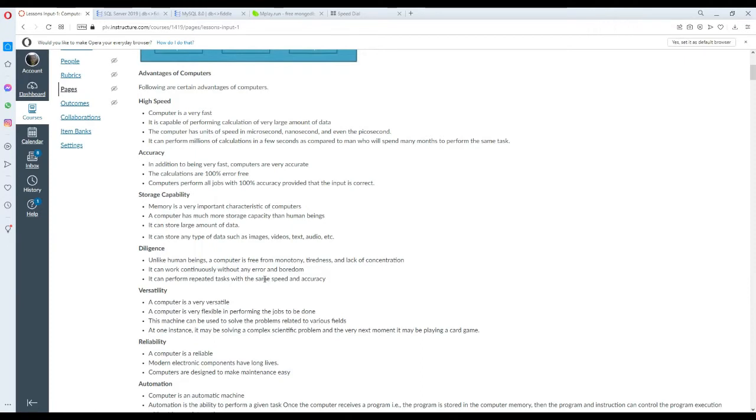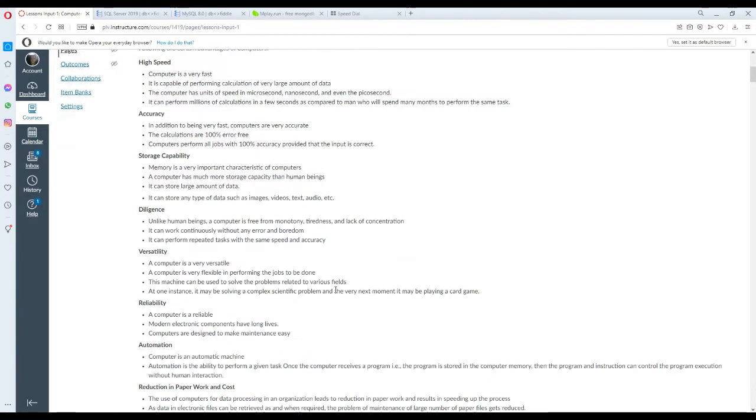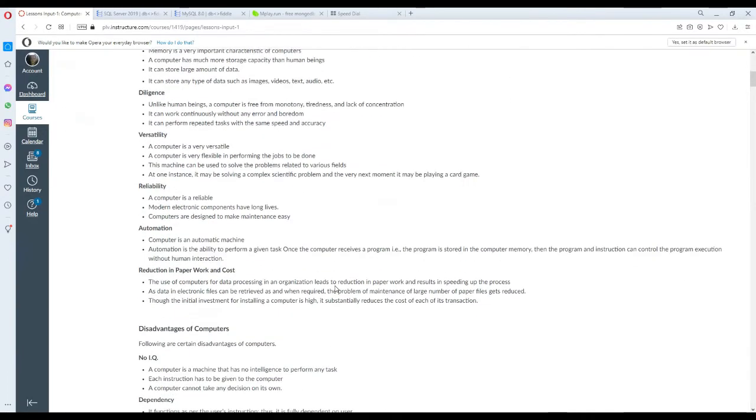Diligence. Unlike human beings, a computer is free from monotony, tiredness, and lack of concentration. So computers do not have any form of boredom. You can do the task any number of times for an infinite period, and it can perform those tasks with the same speed and accuracy.